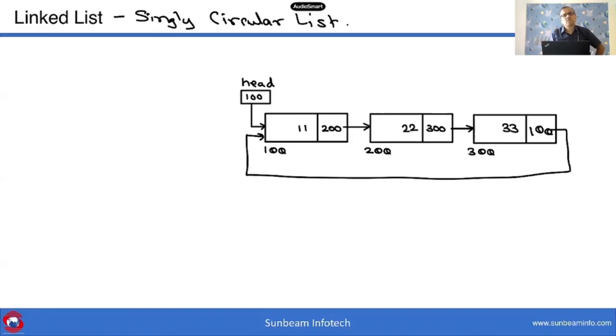But then, sir, why is it called circular? It is called circular because the last node is now not containing null, but the last node always contains the address of the first node. That is why it is a singly circular linked list. Okay, that makes sense. So I understood what a singly circular linked list is.